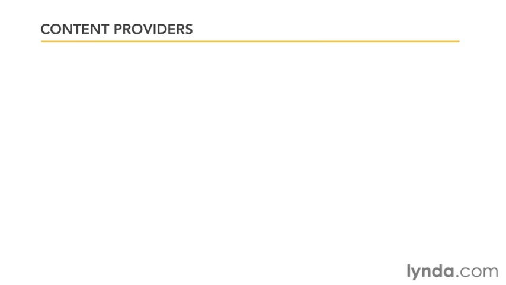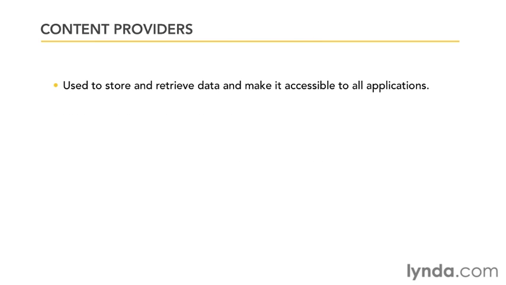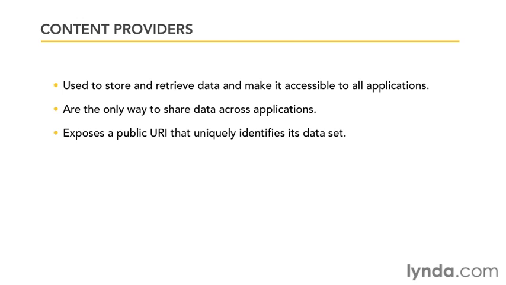Content providers are used to store and retrieve data and make it accessible to all applications. Because by default, there is no way to share data across different applications. The only way to actually do it is to use a content provider. And the way this works is it exposes a public URI that uniquely identifies the data set. So if I have some data that I want to expose to other applications, I can create a content provider which these other applications can connect to.